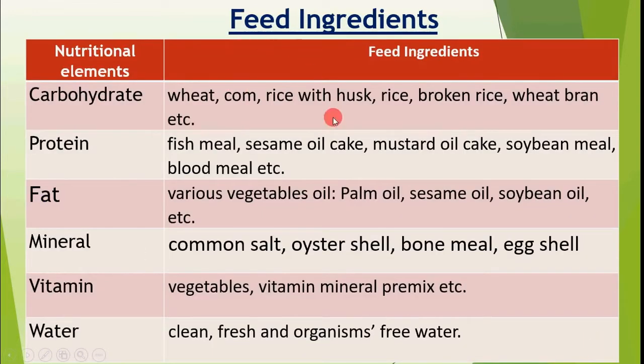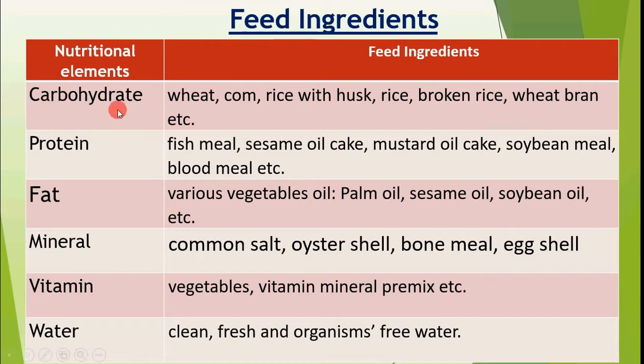This is the chart of feed ingredients. If you have a look, here I write down all types of nutrient elements, which are carbohydrate, protein, fat, mineral, vitamin, and water. And this is the source of that feed ingredient. That means if you understand where the nutrients come from and which food has which nutrient, then that will be very good for the farm as well. Then after all, you can get more profit.